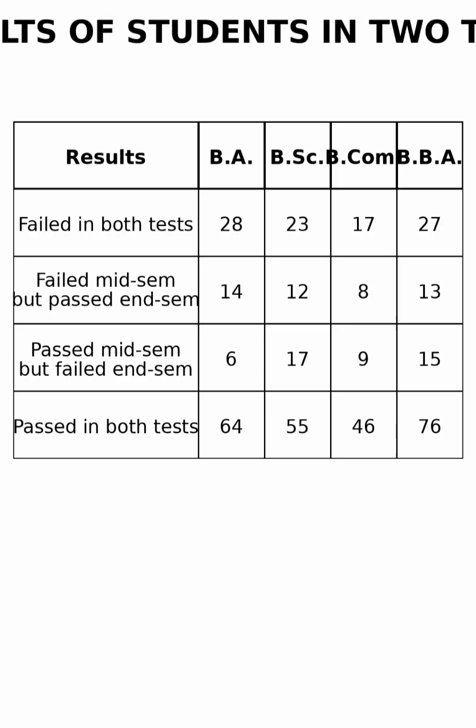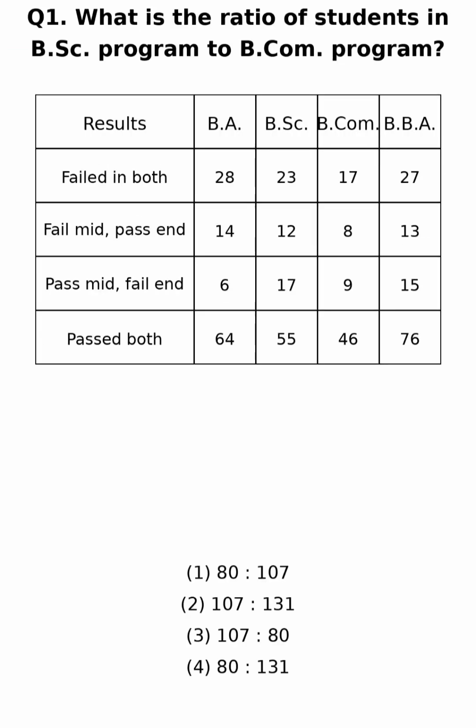Now come to the last row. Shows students who passed in both tests. These are the most successful students. For example, 64 students in BA, 55 in BSc, 46 in BCom and 76 in BBA passed both tests. So this table helps us to understand the performance of different students in different exams, mid-semester and end semester. This table helps us compare performance of different courses in two exams, mid-semester and end semester.